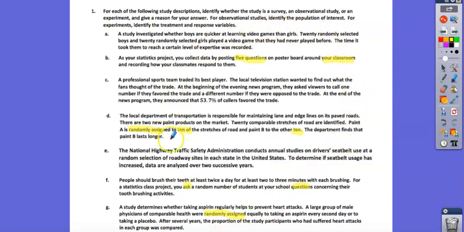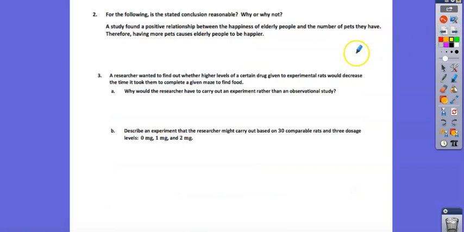So do these help in identifying the difference between observational studies, surveys, which are a type of observational study, and experiments? And remember, cause and effect can only be used for experiments. Okay, let's look at some of these. For the following, is the stated conclusion reasonable? Why or why not? A study found a positive relationship between the happiness of elderly people and the number of pets they have. Therefore, having more pets causes elderly people to be happy.